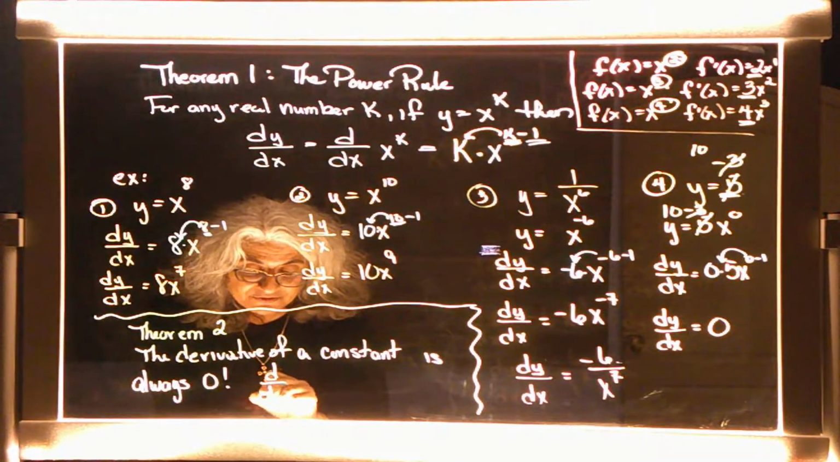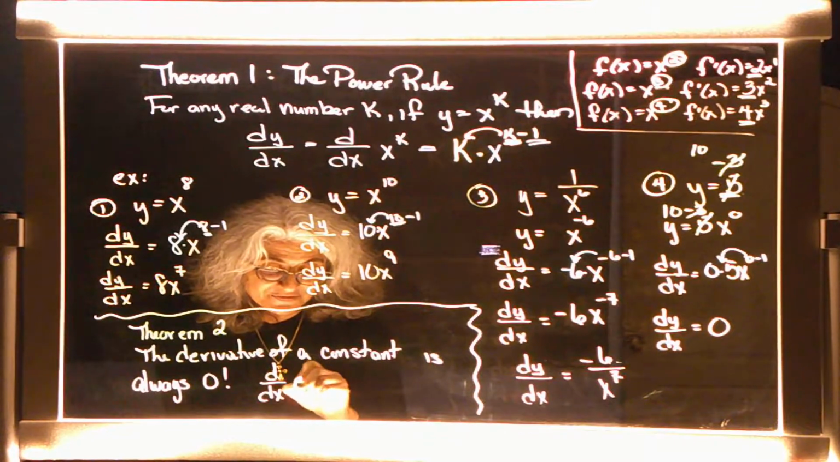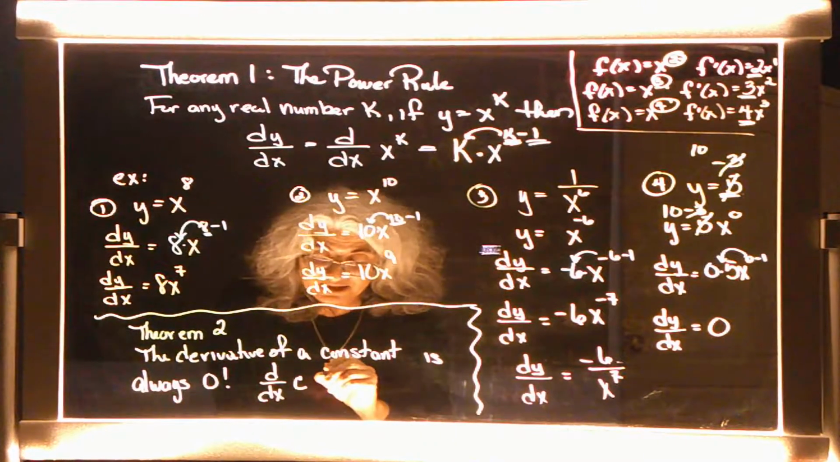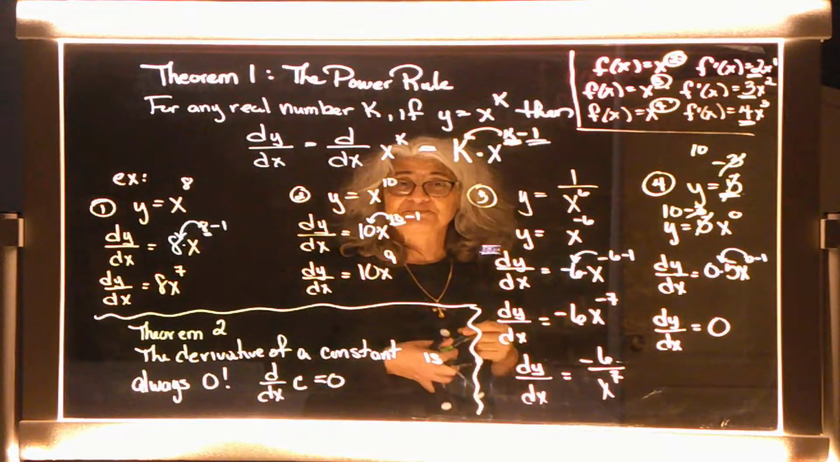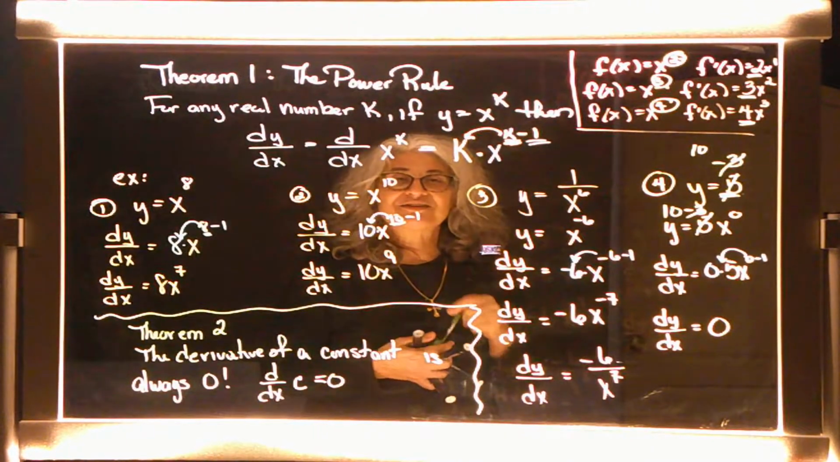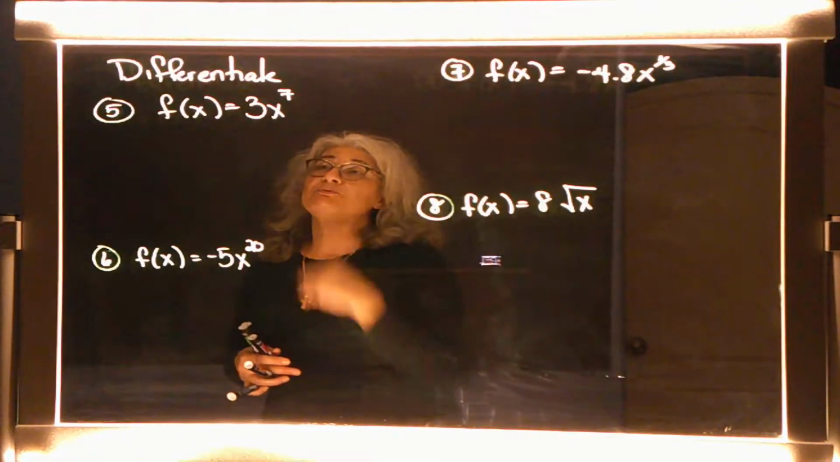The derivative with respect to x of c, which is a constant, is always equal to 0. Cool? Okay, hang in there. Got another one for us. So let's look at problem number 5.